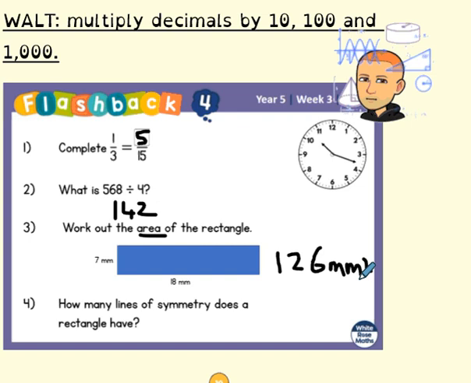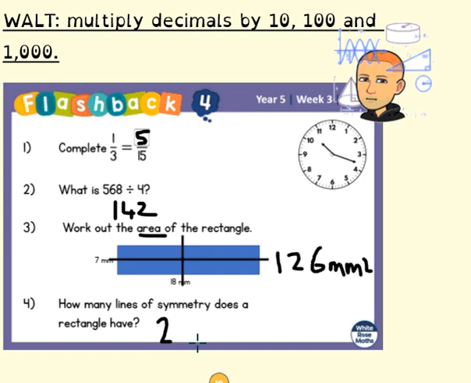Question 4, how many lines of symmetry does a rectangle have? It has 2 lines of symmetry. I use this rectangle here to show me I can use a horizontal line and I can draw on a horizontal line, going across, and a vertical line going up here to show that it's got 2 lines of symmetry.